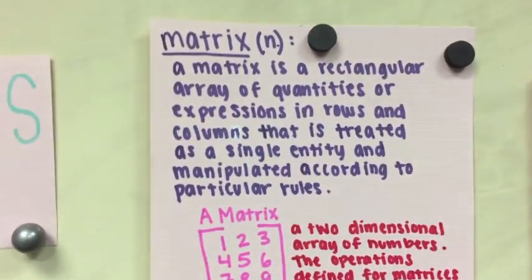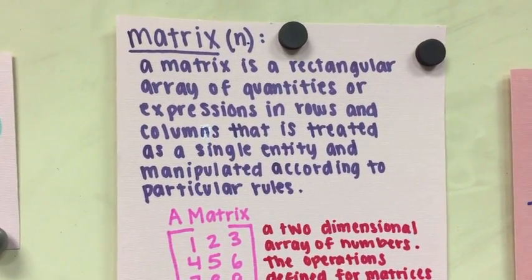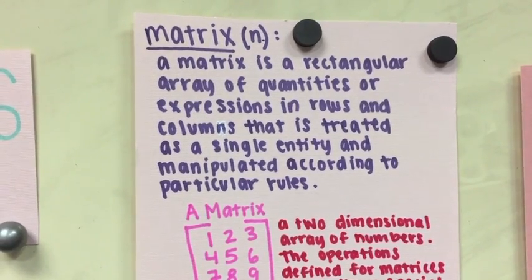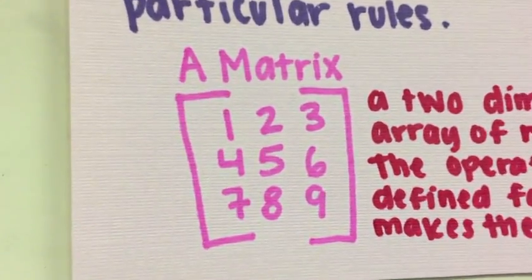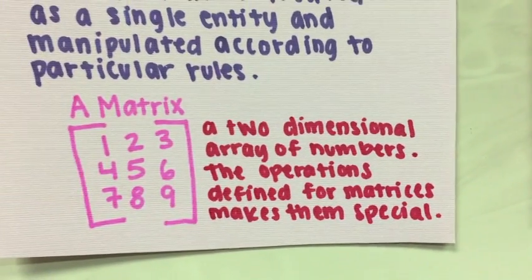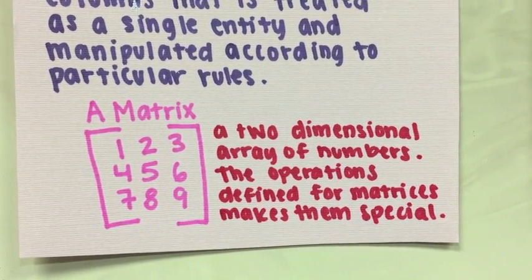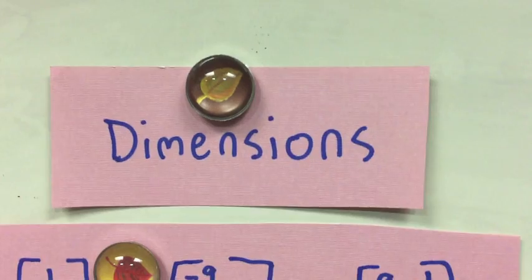A matrix is a rectangular array of quantities or expressions in rows and columns that is treated as a single entity and manipulated according to particular rules. Here's an example of a matrix. It's also considered a two-dimensional array of numbers. The operations defined for matrices make them special.